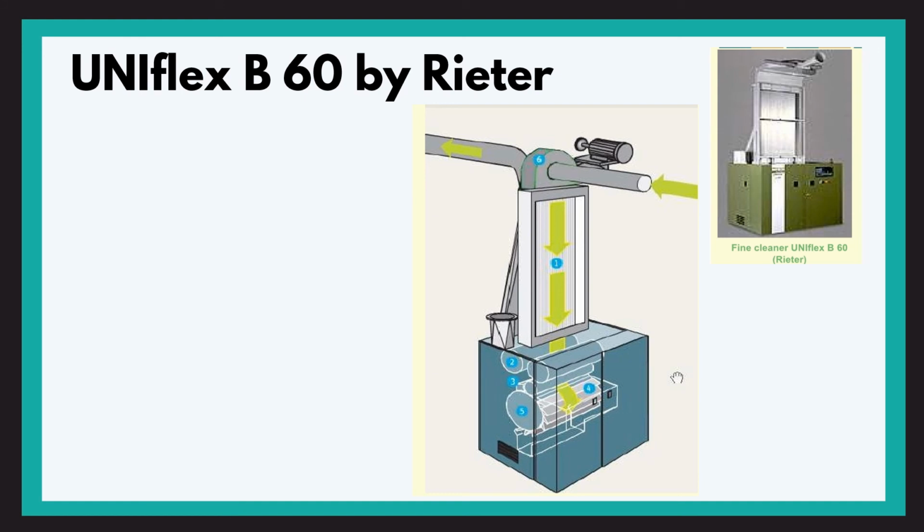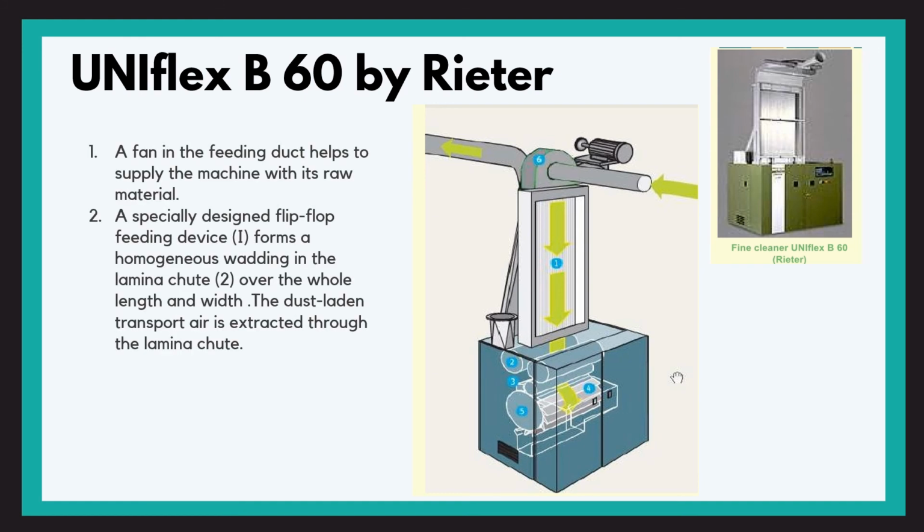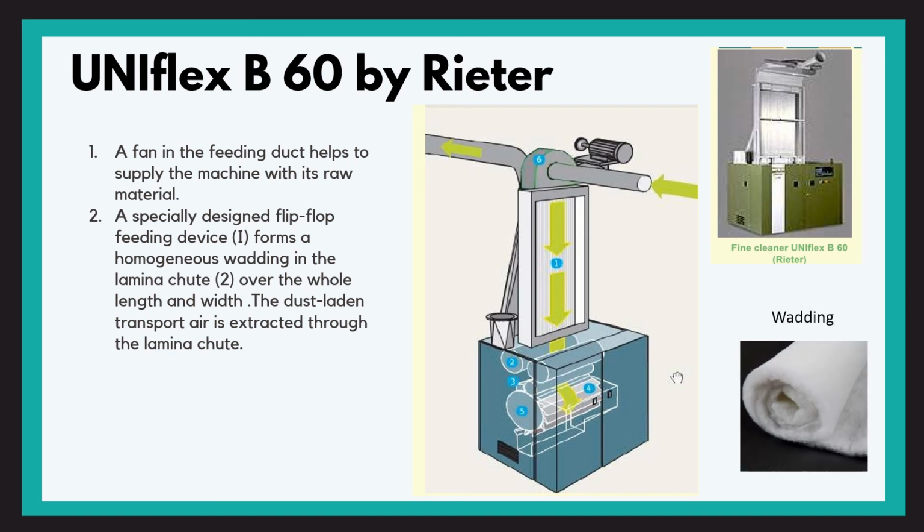Now first, a fan in the feeding duct helps to supply the main machine with its raw material. You can see the feeding duct with the arrow. Now a specially designed feeding device, denoted by 1 in the image, forms a homogeneous wadding in the laminar chute. Now what is wadding? Have a look at the bottom right corner of the slide. Now this wadding is formed over the laminar chute that is denoted by number 2 in the image. The dust-laden transport air is extracted to the laminar chute.